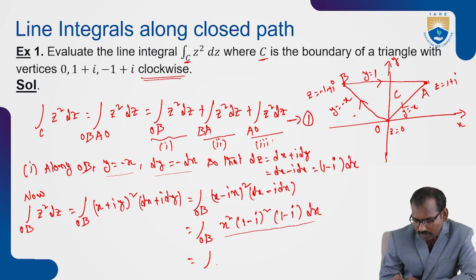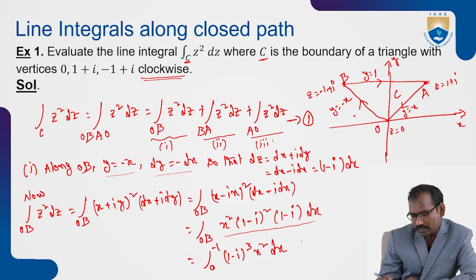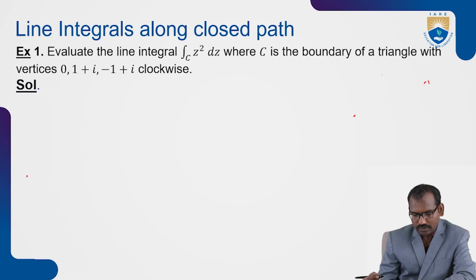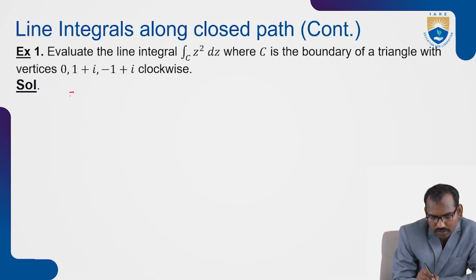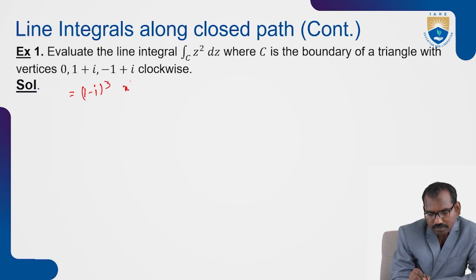So I am writing now, at OB, at O x value is 0, and at B x value is minus 1. And we are having (1 minus i) whole cube x square dx. So we will calculate this integral value now. Here you will get (1 minus i) whole cube, and here you will get x cube by 3, and x varies from 0 to minus 1.